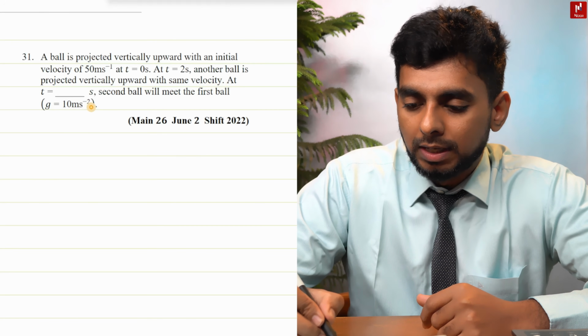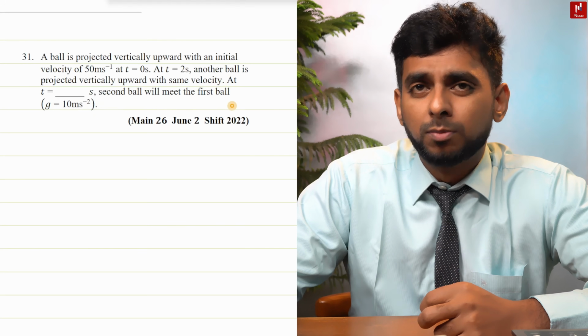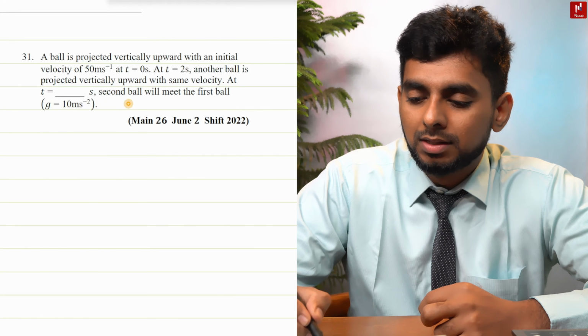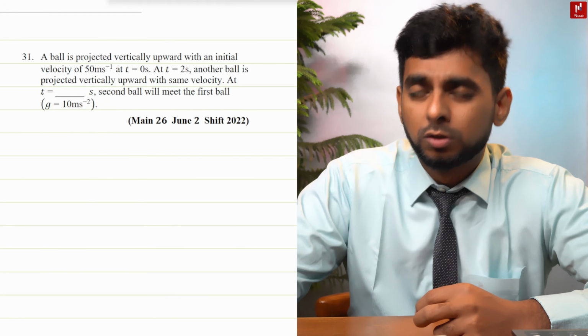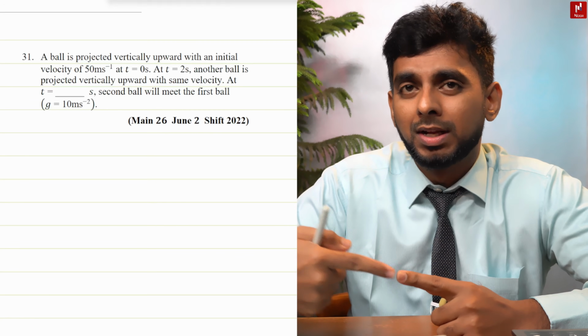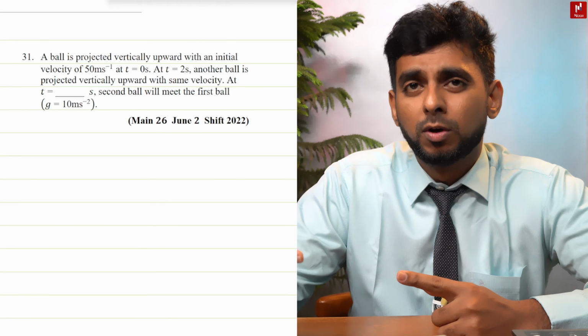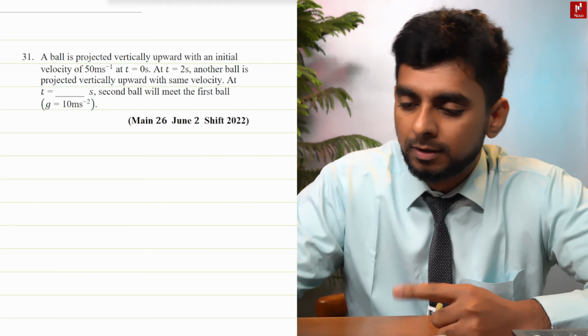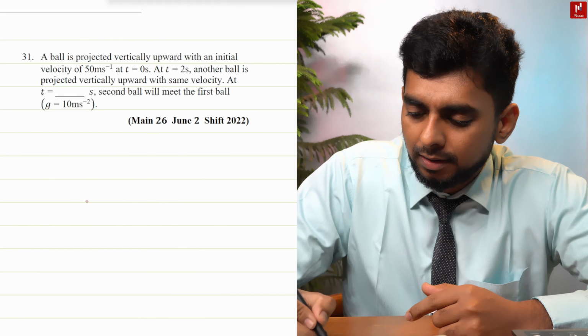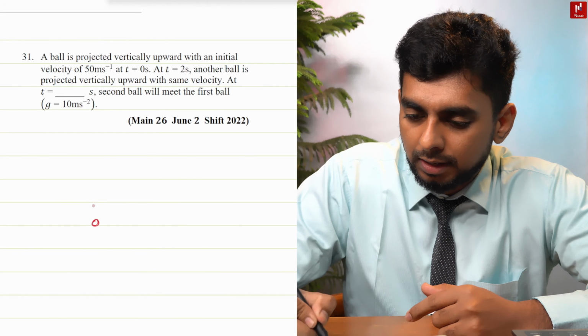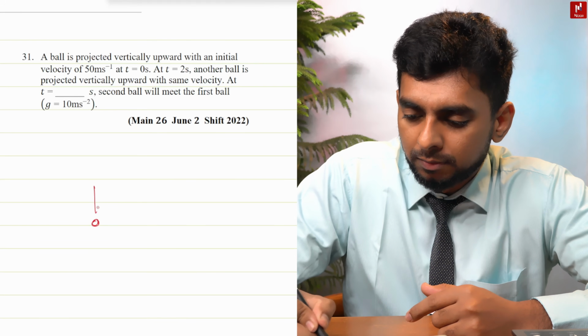At t equals what seconds will the second ball meet the first ball? So when these two balls are going to collide, that's what they're asking us to find. I just need to get the time at which the first ball is going to collide with the second ball. Got it? So here you have a ball and then I throw it upwards.